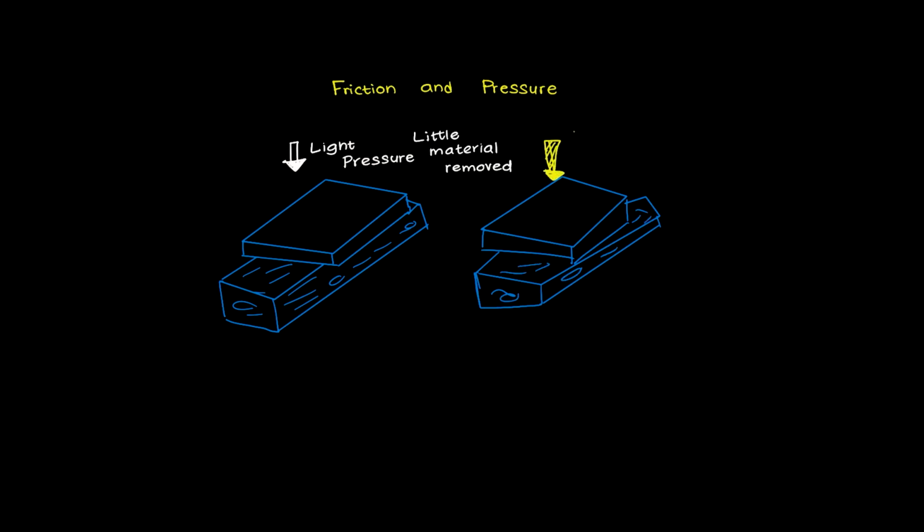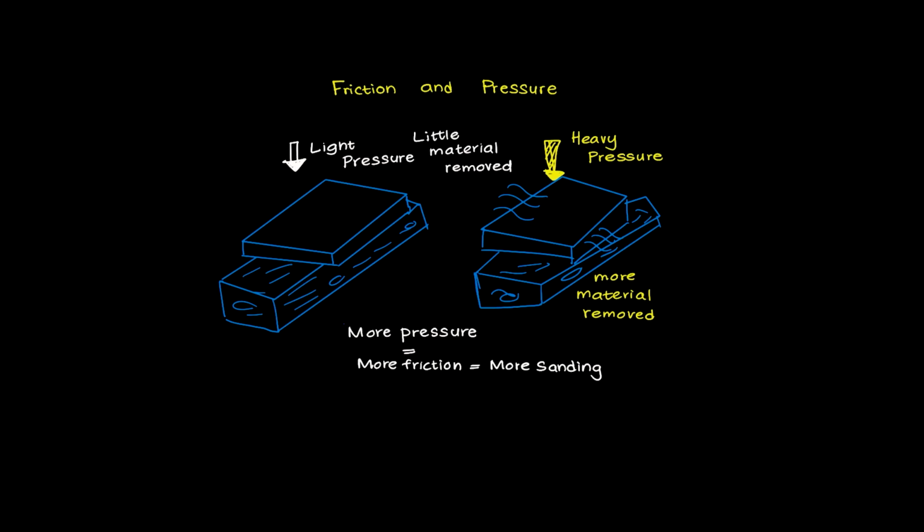The sandpaper itself doesn't change. It doesn't get sharper when you push harder. The wood doesn't soften under hand sanding pressure. And light contact doesn't eliminate friction entirely. It just produces less of it. The relationship is direct. Push harder, get more friction.